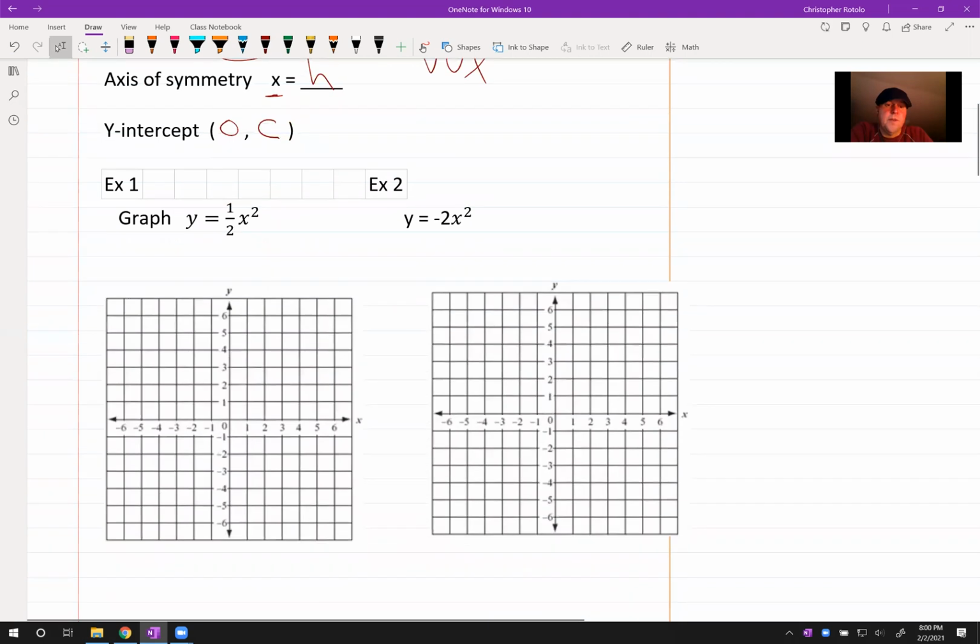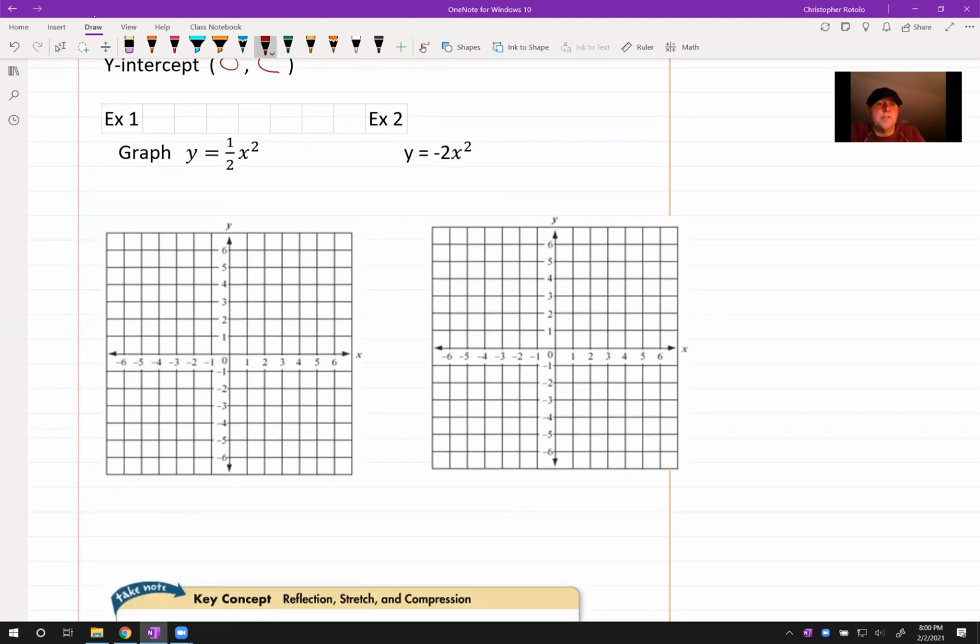Okay, so here's what we have. There's actually nothing else going on, so this is like plus 0. So we're going to start right at the origin. It doesn't move left and right. It doesn't move up and down. We know it's going to be a U shape because it's an x squared, and this a is 1/2. And what that means is essentially we're going to go up 1 and over 2, and its reflection, and that's enough to get us the shape.